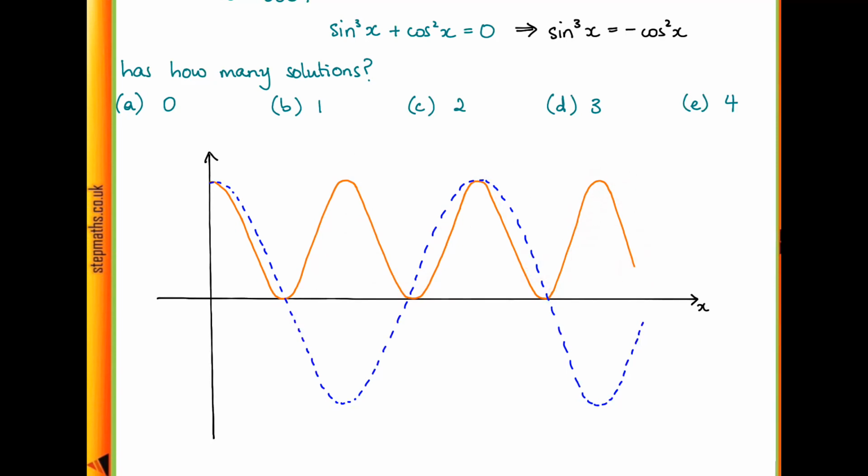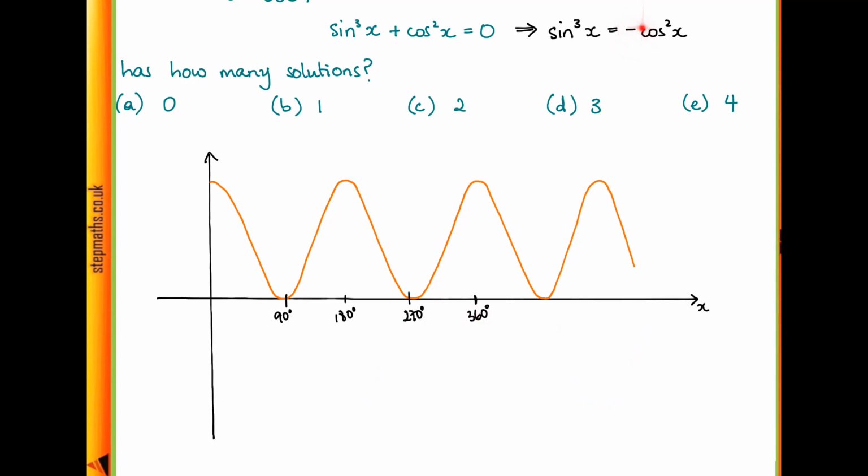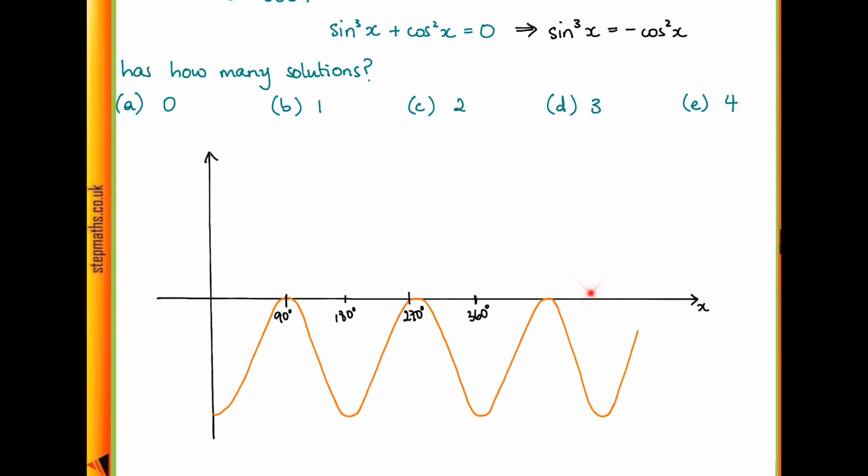And we should probably put in some x values so we know where our range is. So we know that cos x is 0 at 90 degrees, and it's minus 1 at 180 degrees, and 0 again at 270 degrees, and then it's back to 1 at 360 degrees. So actually we're just interested in this orange curve up to this point. And also we have a minus cos squared x, so actually the curve will need to be reflected in the x-axis. So the minus cos squared x looks like this, and it sits below the axis.